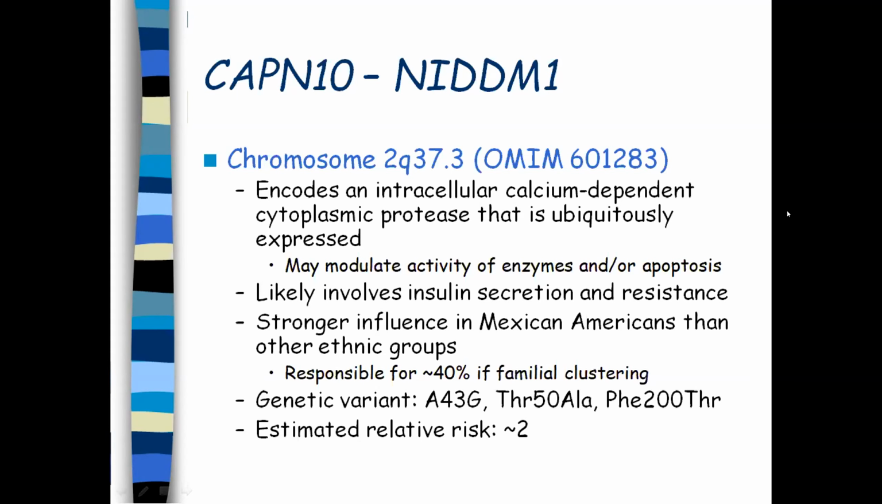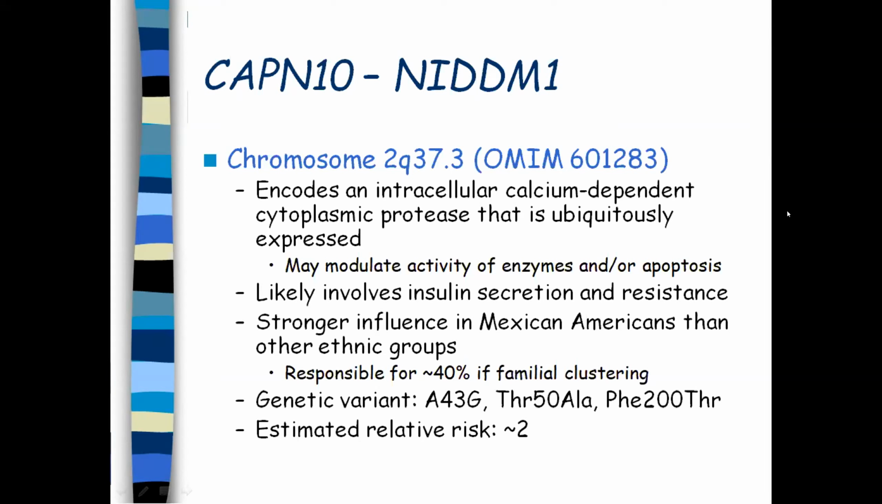It has a stronger influence in Mexican Americans than other ethnic groups, and it is responsible for approximately 40% of familial clustering. Familial clustering means those parents who are suffering from type 2 diabetes, there may be a chance of development of type 2 diabetes in their wards. The genetic variants associated with this are A43G, Thr50Ala, and Phe200Thr, and the estimated relative risk is approximately 2%.